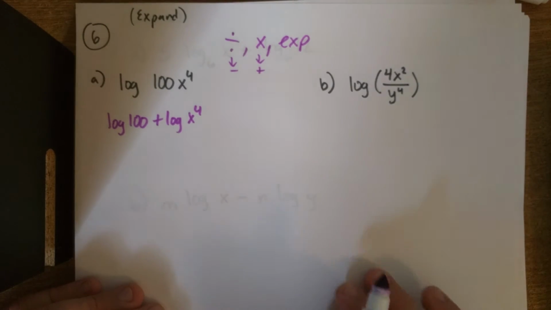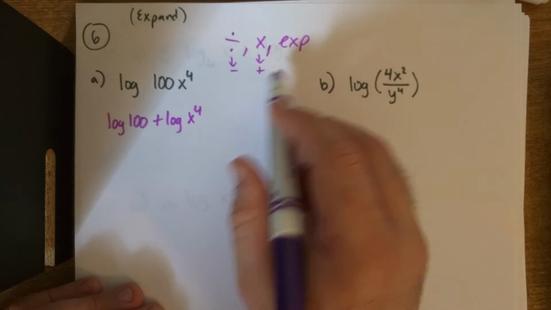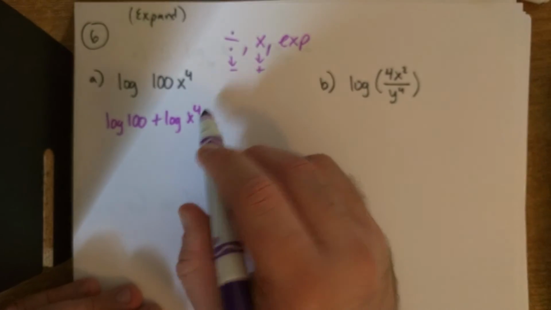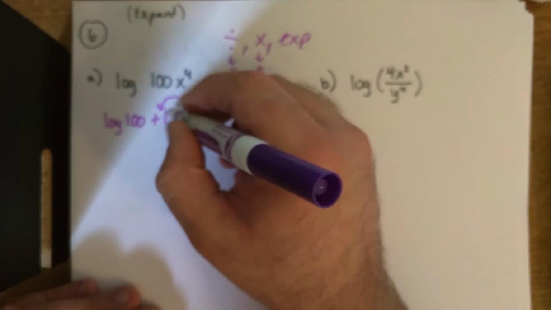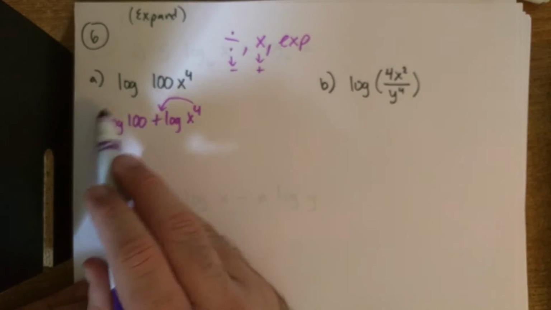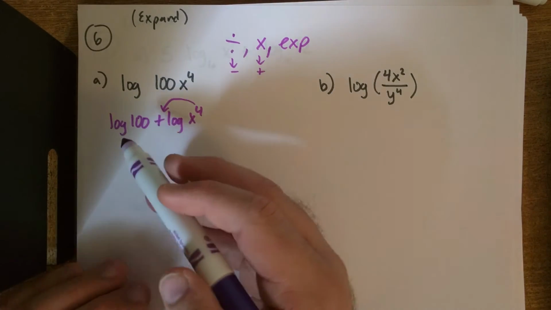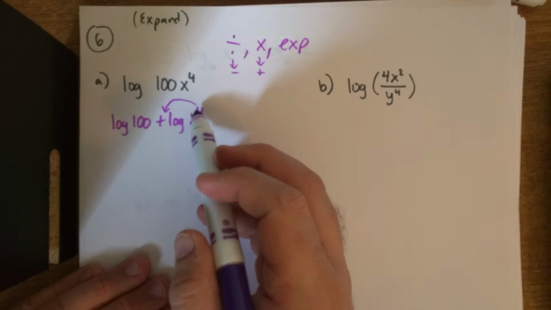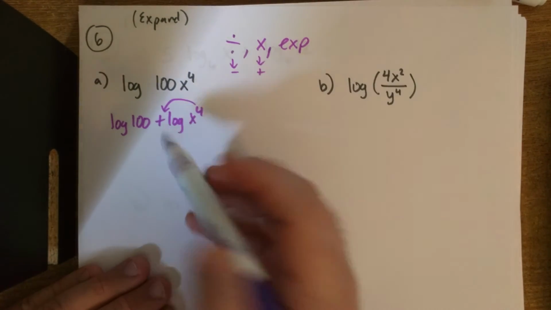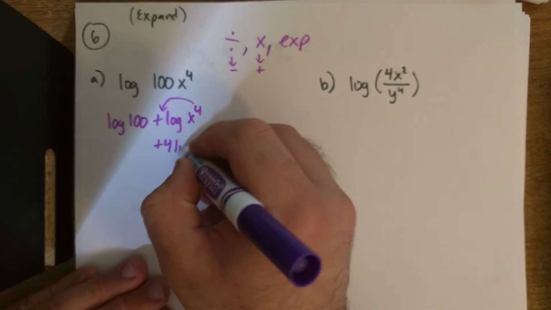Okay? And then look for any exponents, and I do have an exponent 4, so this 4 is going to come to the front of this log, not the front of the whole thing, by the way. That happened a few times in class, and again, that's okay, but just so you know, the 4 goes to the front of its own log, so I'm going to have plus 4 log x.